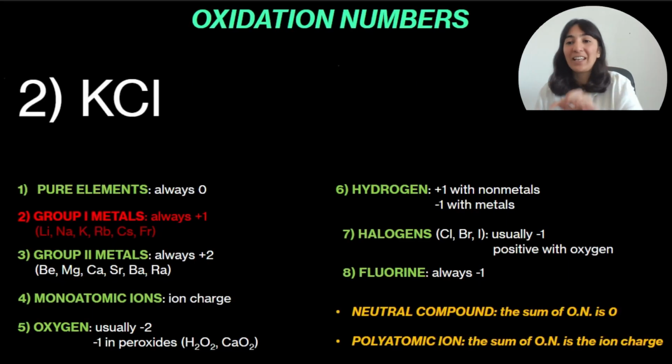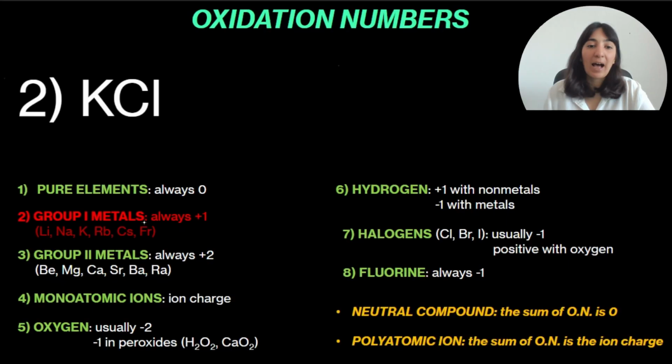And now we are ready to move on to group 1 metals. These are alkaline metals: lithium, sodium, potassium, rubidium, cesium, and francium. And their oxidation number is always +1 when they are in a compound. In KCl, potassium has an oxidation number of +1. But now the real challenge begins, because we have to find the oxidation number of chlorine.